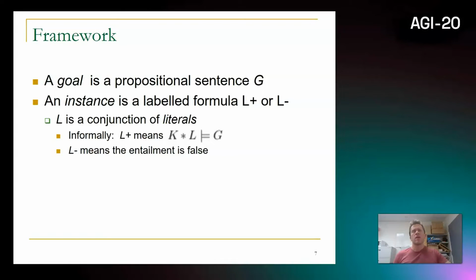And our framework here is a pretty formal framework. It's in propositional logic because that's the framework for belief revision. So you have a goal sentence, G, and your goal sentence is basically the thing you want to know if they're going to believe it or not after revising. And then your instances are positively or negatively labeled conjunctions of literals. So they're big formulas. And something like L plus means after revising by L, they believe G. Whereas L minus would mean after revising by L, they do not believe G. And that's the basic setup that we have.